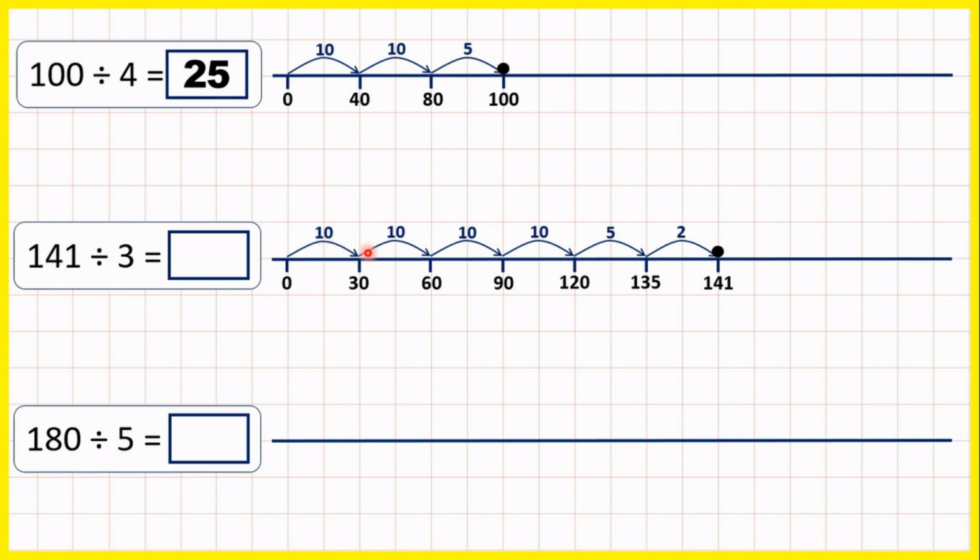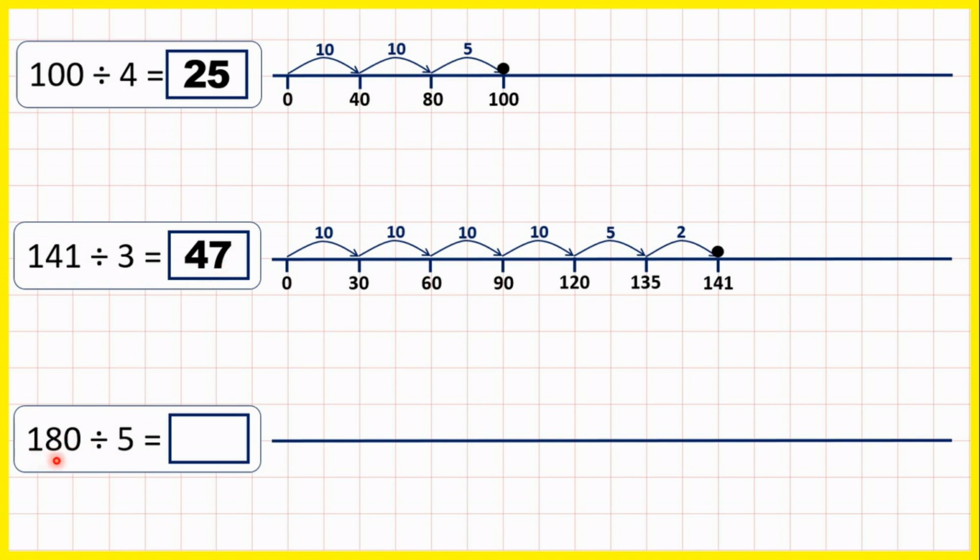So again, we just count up what we jumped. We jumped up 10, 20, 30, 40, so 4 10s, and then we jumped 5 and 2, which together is 7. So our answer is 47.